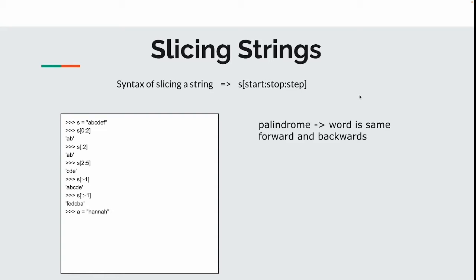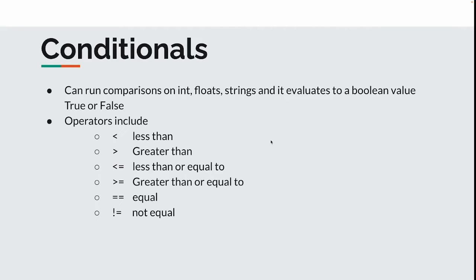Another thing we could do is check if a word is a palindrome. A palindrome is a word whose letters are the same whether they are written forwards or backwards. So we have the name Hannah. Now let's reverse Hannah. Hannah. Awesome. So let's do a comparison. Let's see if these are equal strings. And they are. That is true.